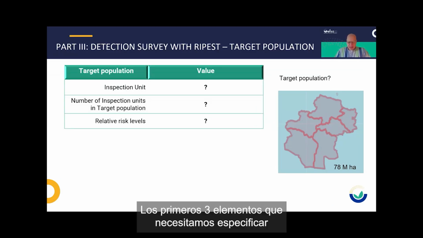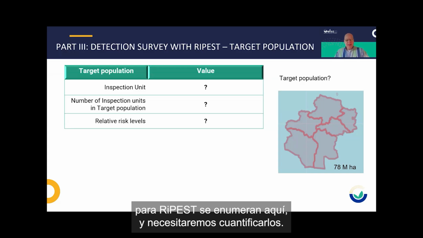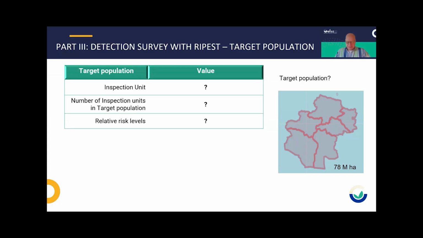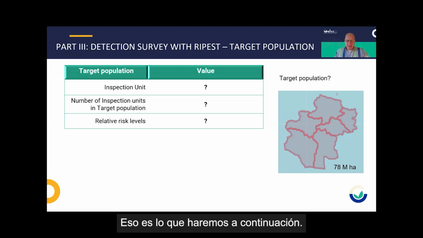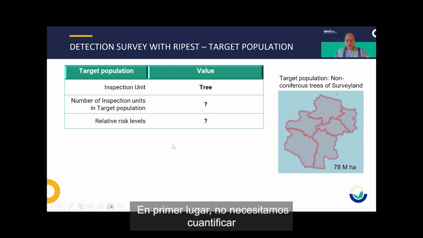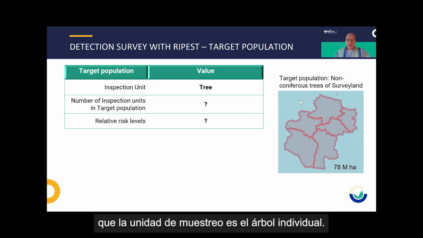Okay, the first 3 items that we need to specify for Ripest are listed here, and we have to quantify them. That's what we will do next. First of all, we of course don't need to quantify the inspection unit, but we have discussed this already, that the inspection unit is the individual tree.